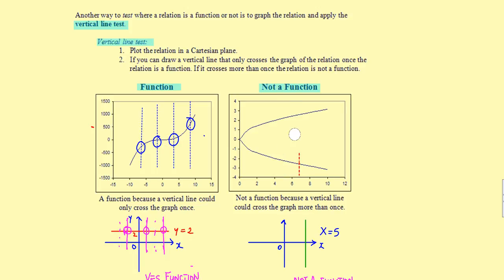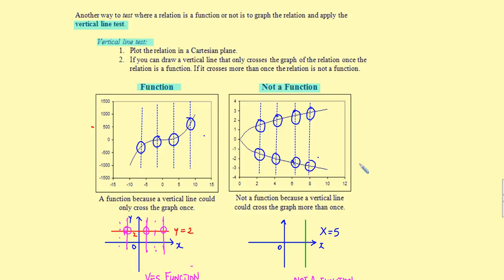Now if I look at the next graph, if I put various vertical lines through different points of the graph, I end up seeing that my one vertical line is hitting the graph twice. I'm hitting it twice here as well, twice here, and twice here as well.